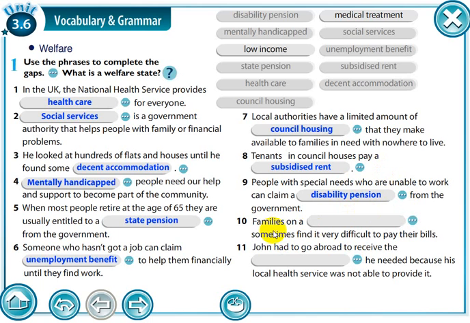Families on a low income sometimes find it very difficult to pay their bills. Low income, they don't have much money. Okay, John had to go abroad to receive the treatment that he needed because his local health service was not able to provide it. So it is something related to medical treatment. Okay, let's move forward.